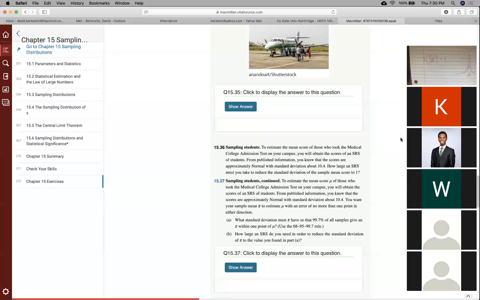So what we have here is that 3 times 10.4 over the square root of n is equal to 1. Let's solve for n. How do I solve this for n?